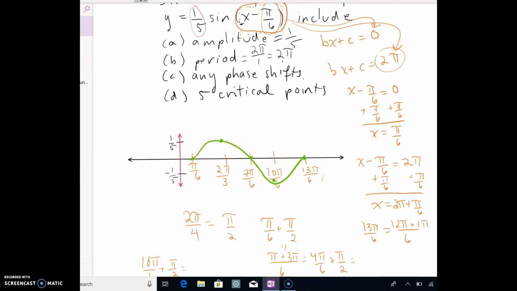And we have our critical points here. At pi over 6, we have a 0. At 2 pi over 3, we have a max. At 7 pi over 6, we have a 0. At 10 pi over 6, we have a min. At 13 pi over 6, we have a 0.